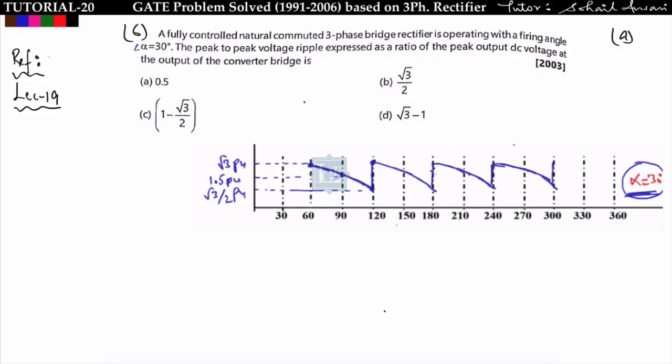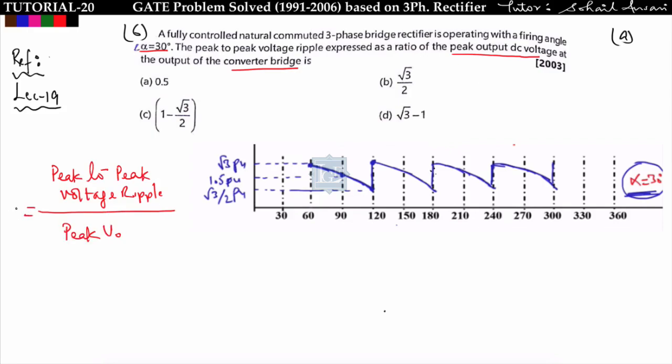Now see this question. A fully controlled naturally commutated 3-phase bridge rectifier is operating with firing angle alpha equal to 30 degrees. The peak to peak voltage ripple, expressed as a ratio of peak output DC voltage at the output of the converter, is? It means we have to find the peak to peak voltage ripple with respect to the peak output DC voltage, that is peak V naught. So I can say that del V naught upon peak V naught we have to find.